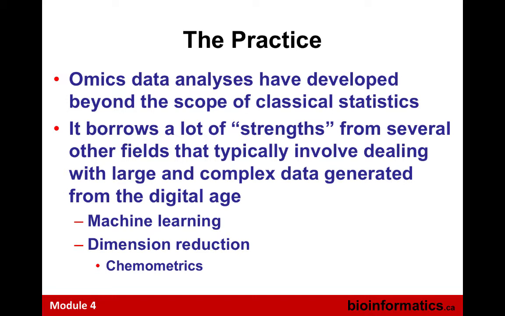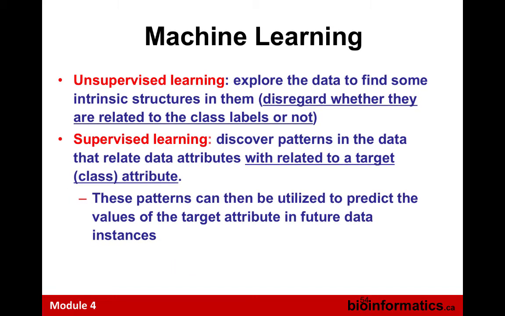So omics data have developed beyond the scope of classical stats, and it borrows a lot of strength from machine learning fields, like image processing and chemoinformatics. One particular thing is dimension reduction and machine learning clustering. Like actual PCA, you can also think about it as a clustering approach, okay?